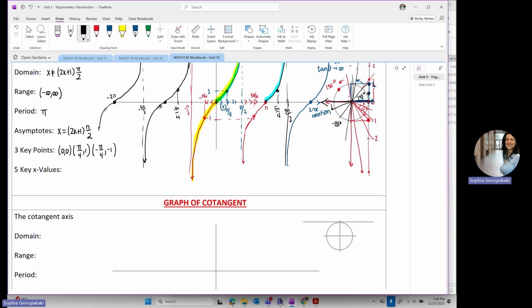However, there are 5 critical x values: the beginning and the end where we have asymptotes, and then the quarters in the middle where we have the specific points that we graph. So the key values are negative pi over 2, that's an asymptote, negative pi over 4, that's a point, 0, that's an intercept, pi over 4 is a point, and pi over 2 is an asymptote.